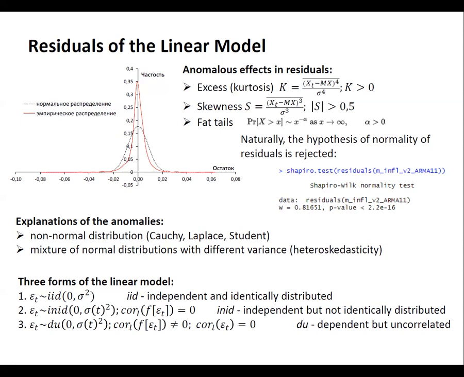This dependency can be seen through the ACF and the Ljung-Box test, but there are also specific tests. Of these three forms of model, according to most empirical studies, the most plausible is the third form, that is, the residuals of the linear ARMA model for most empirical time series are dependent but not correlated. And in today's lecture, we will look at the details of this third form of the linear model.